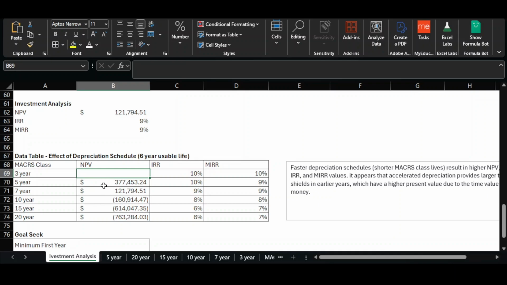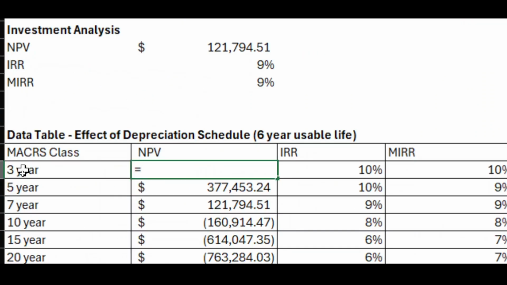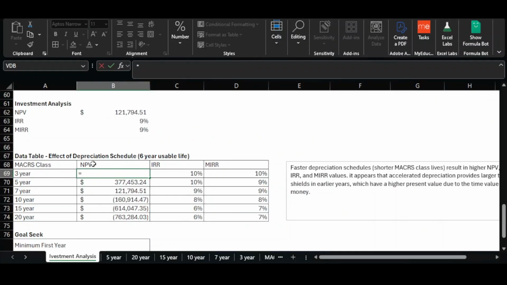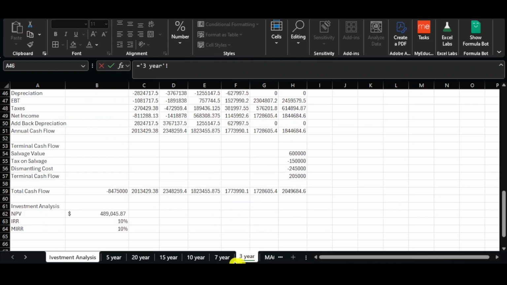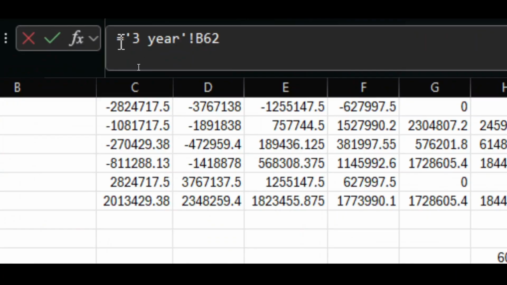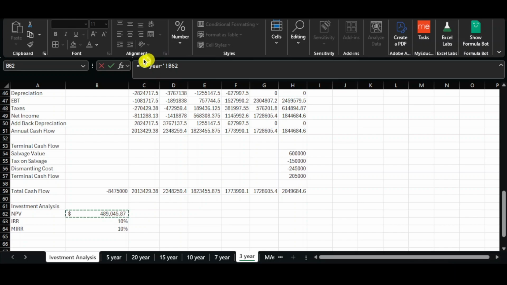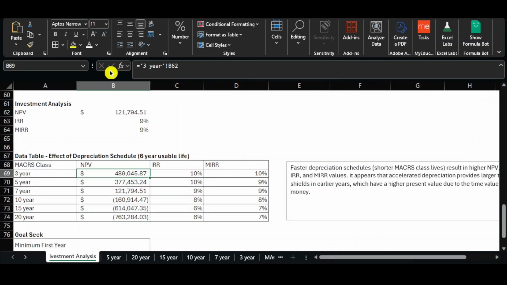So once I do an equal sign first, and then I go to the 3-year, because this one is referring to the 3-year context, and specifically the NPV of that sheet. I go to the 3-year sheet, which is this, and then I point it to NPV. As soon as I do that, that's how it writes it. Okay, 3-year B62. Just accept that. Don't worry about the formula. Just hit enter or return. See, it says the same thing. 489 is the NPV for that.